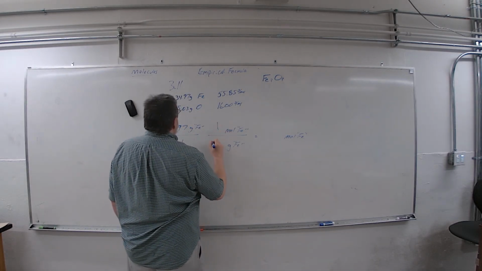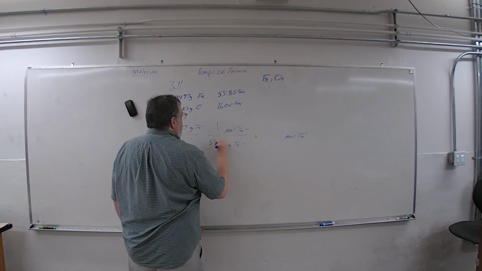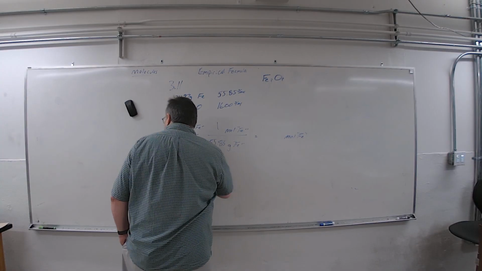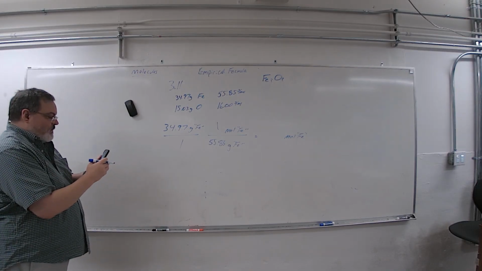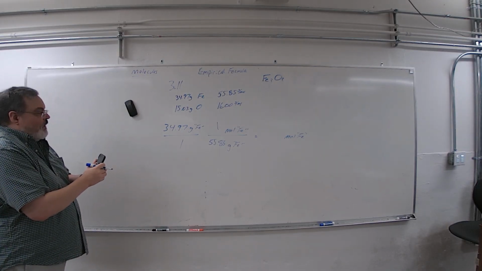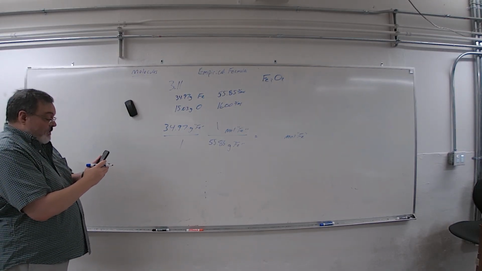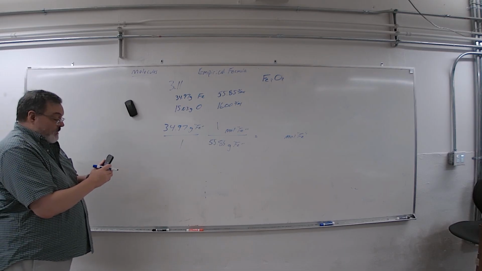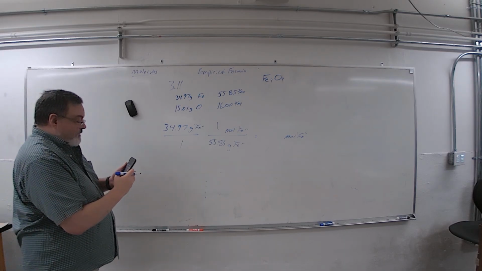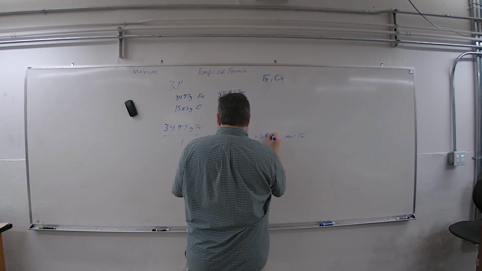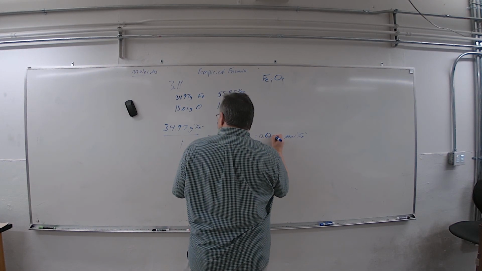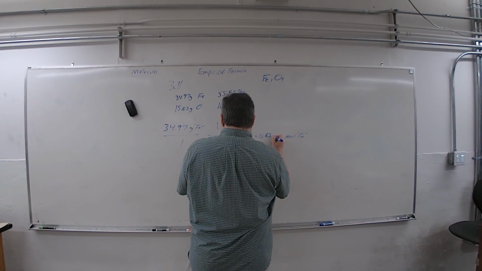1 mole is 55.85 grams. Okay. 34.97 divided by 55.85. So we've got 4 digits there, so I'll go 0.6261 moles.